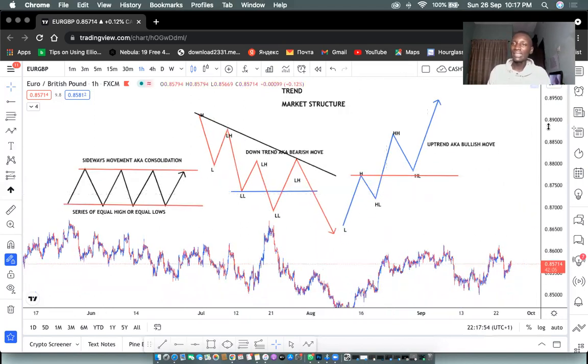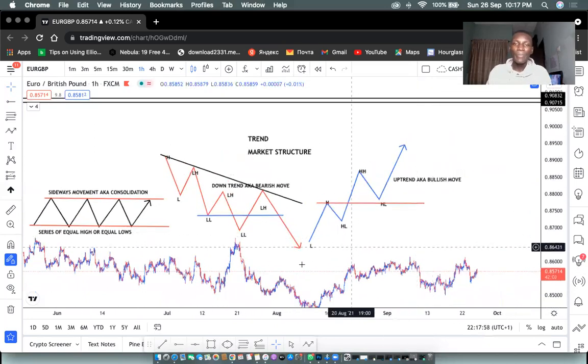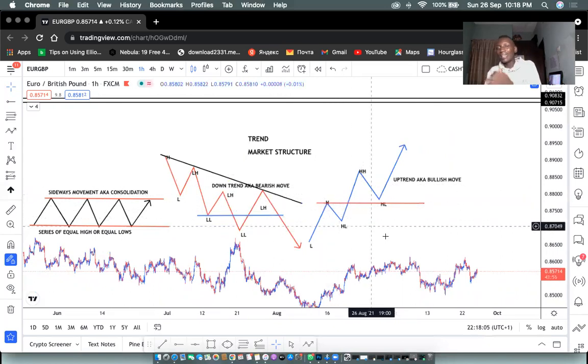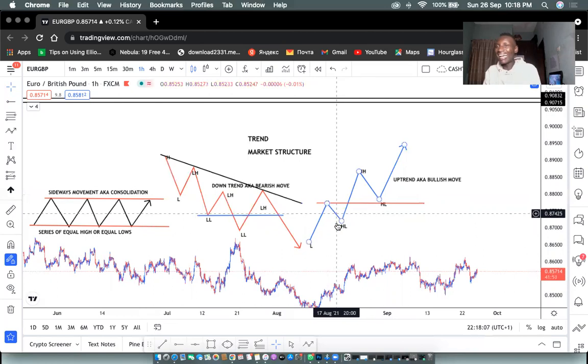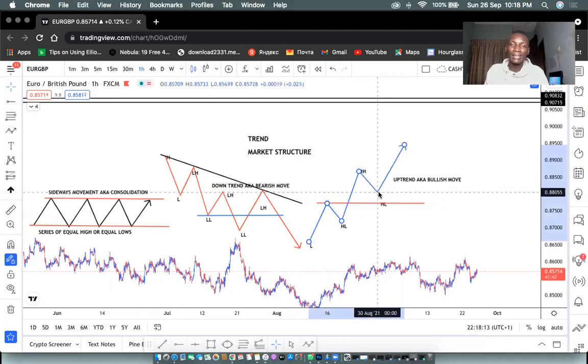Then the second scenario that I told you about is this. When price is going up, and you say that it's going to come back to retest the previous high, what price did was it just came back for a little pullback, then it continued its move up.